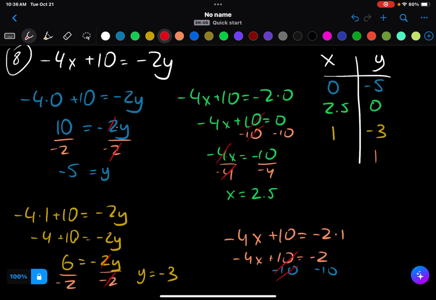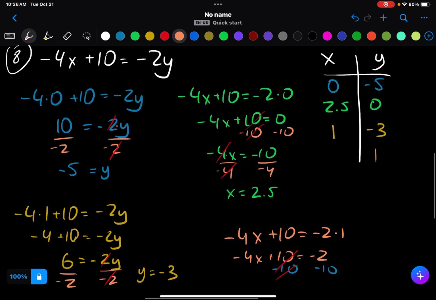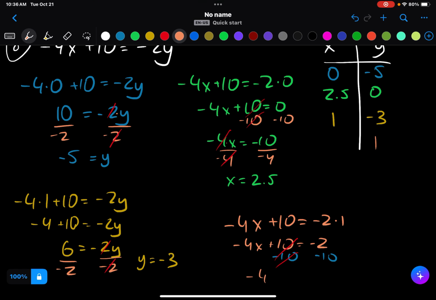That's gone here. So it'll be negative 4x equals negative 12. And now I just need to divide both sides by negative 4 to get rid of it. So that's gone here. And x is just going to be negative 12 divided by negative 4, which is a positive 3.